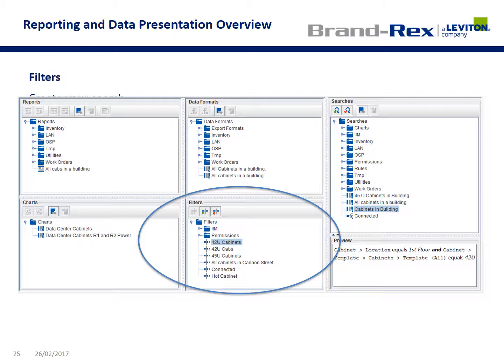A filter is effectively a group of searches, and any item is considered to match the filter if it matches at least one of the searches within the filter. Filters can be applied in the location tree and graphical overview. They are also used in data formats, user access management, and rules. For an in-depth look into filters, please see other modules of the SmartPatch training course.